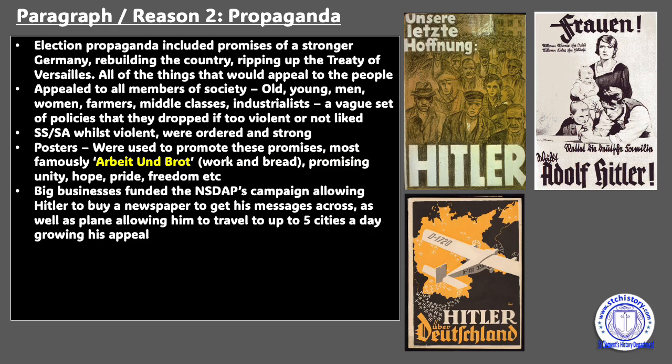So big businesses, as we briefly just mentioned, are going to fund the Nazi Party's campaign. Hitler was able to buy a newspaper, which gave him the ability to get his messages across a bit more than if he didn't have a newspaper. And also this Hitler über Deutschland, this plane, such a modern politician in lots of ways. The fact that he was able to fly to up to 5 cities a day really grew his appeal. People felt this guy was something different. And of course, that's what he's going for. That's the propaganda. That's entirely what they're trying to do. But that was funded by the industrialists as well, and the big businesses like Hugo Boss and Bosch.